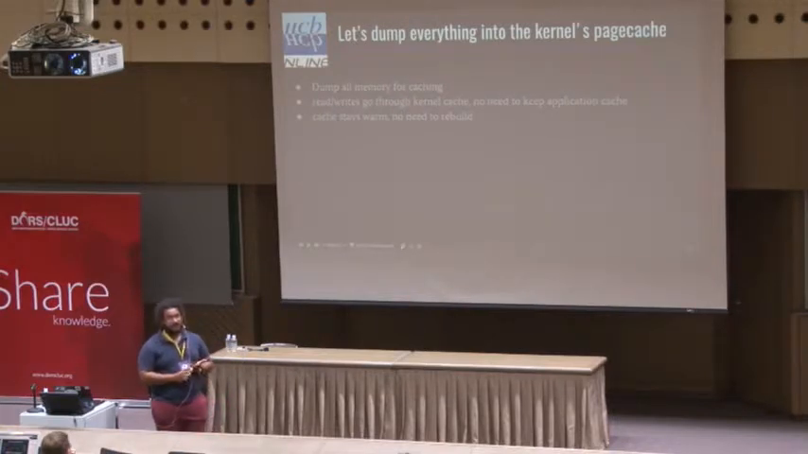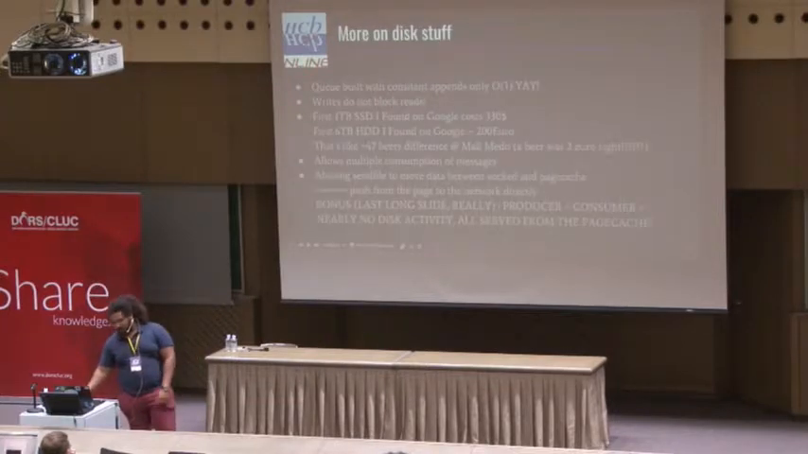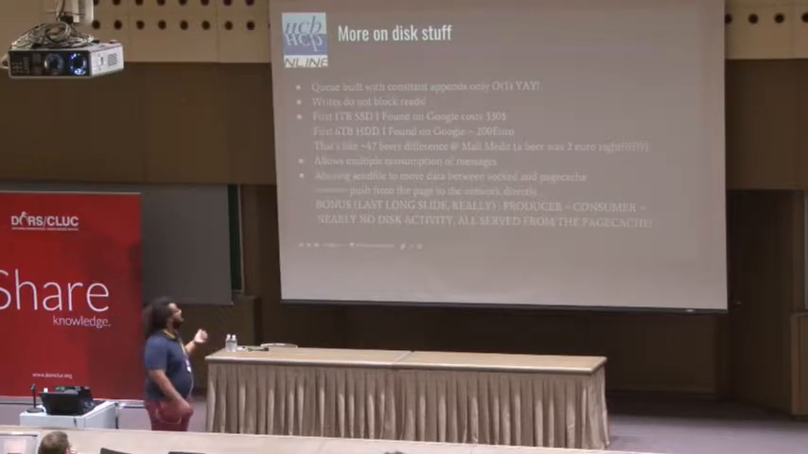And if your JVM application crashes and you have application level cache, you have to rebuild it, which takes quite some time. Because Kafka uses caching heavily, if you have like a 10 gigabyte cache, it can take quite some time to rebuild it. And yes, so basically everything is dumped in the cache, then everything goes to the file system from the Linux cache.